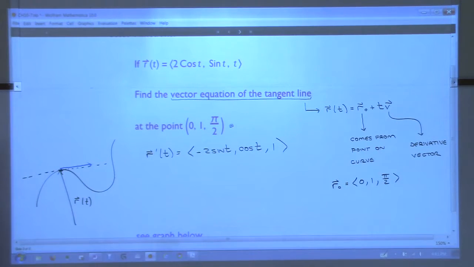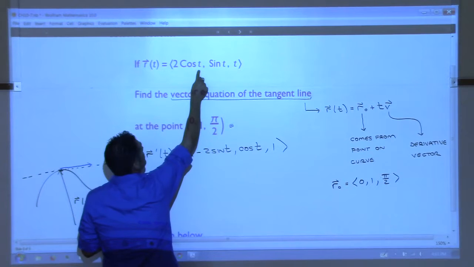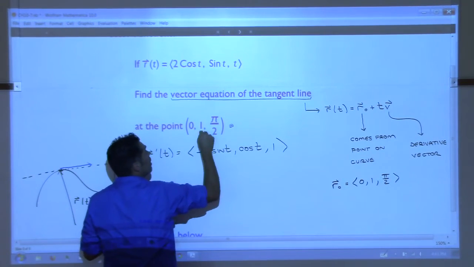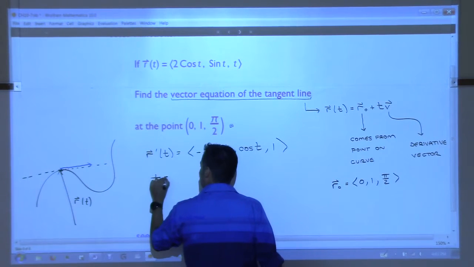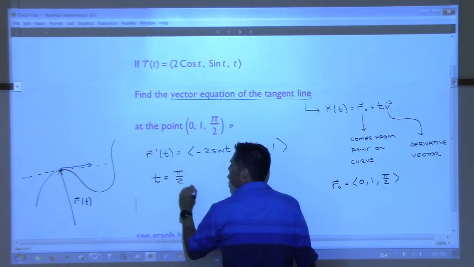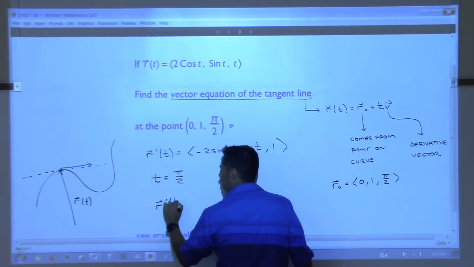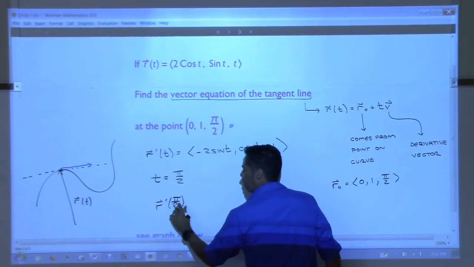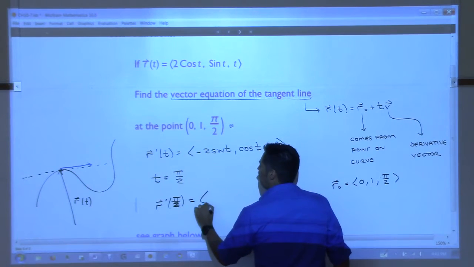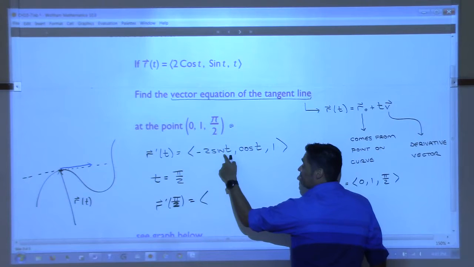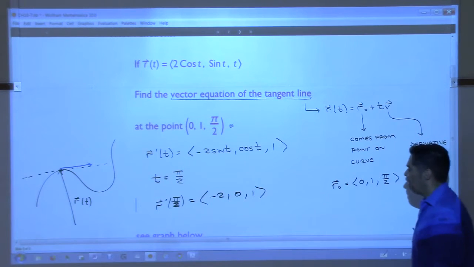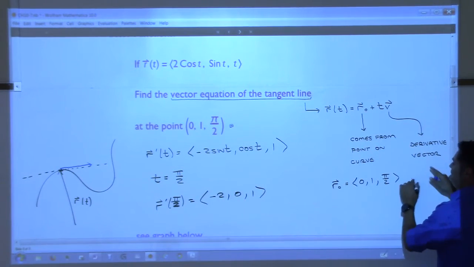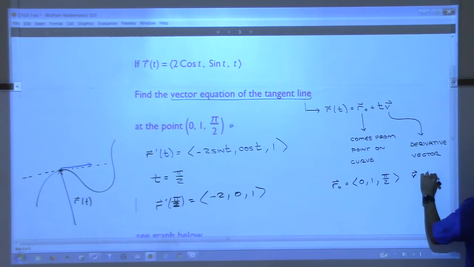Pi over 2. Right? If I plug in pi over 2, cosine of pi over 2 is 0, so that's 0. Plug in pi over 2 here, sine of pi over 2 is 1, and then of course pi over 2 there. So you can just do that by visual inspection. So the time in question here is t is pi over 2. And so now we plug that into our derivative, and that will spit out this vector. So sine of pi over 2 is going to be 1, so negative 2, and then cosine of pi over 2 is 0, and then 1. So there we go. Back over here, our direction vector, v, is (negative 2, 0, 1).